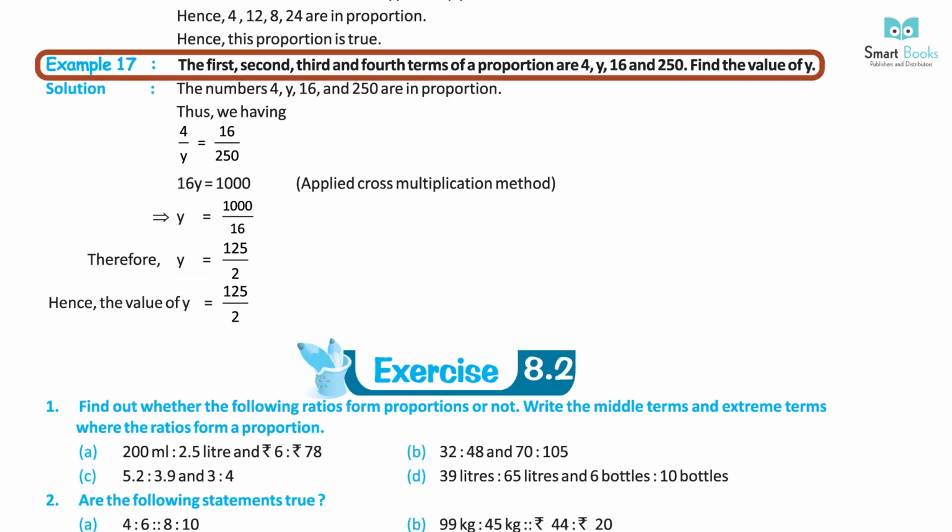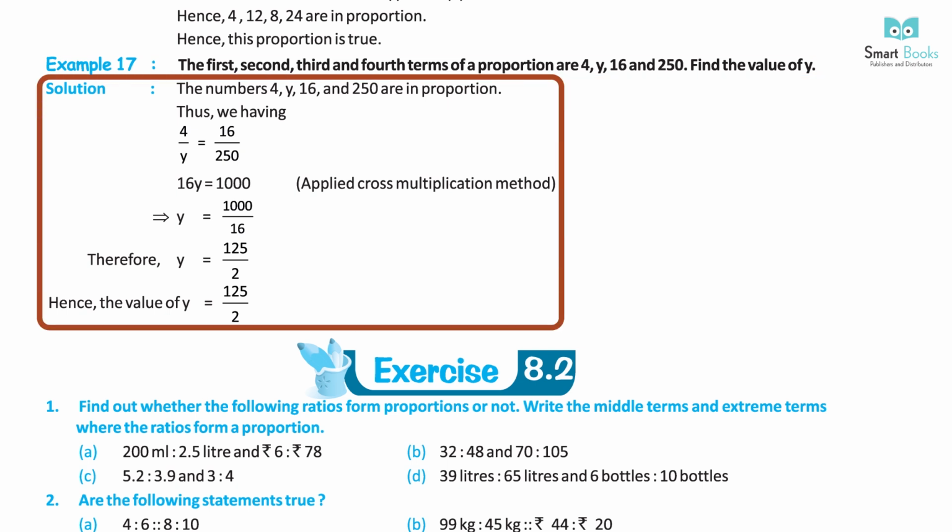Example 17. The first, second, third and fourth terms of a proportion are 4, y, 16 and 250. Find the value of y. Solution. The numbers 4, y, 16 and 250 are in proportion. Thus, we have 4 upon y equals 16 upon 250. 16y equals 1000, applying cross multiplication method. y equals 1000 upon 16. Therefore, y equals 125 upon 2. Hence, the value of y equals 125 upon 2.